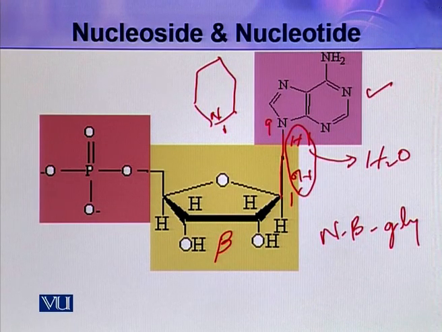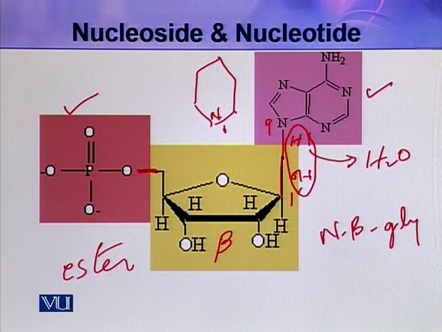Now come to the phosphoric acid. How is this phosphate group attached with this pentose sugar? So you can see this linkage. This linkage is called an ester linkage. How is this ester formed? Ester is formed when a phosphoric acid or any other organic acid is attached with a hydroxyl or alcohol.